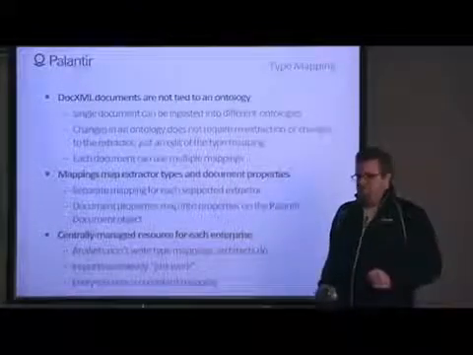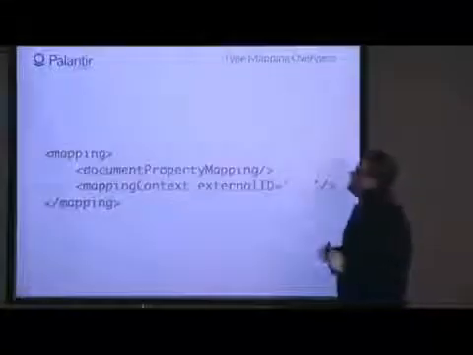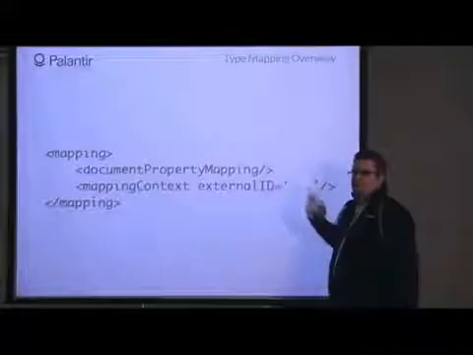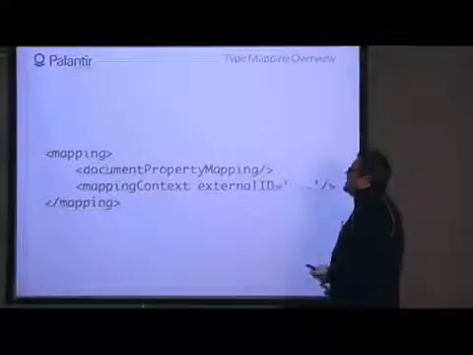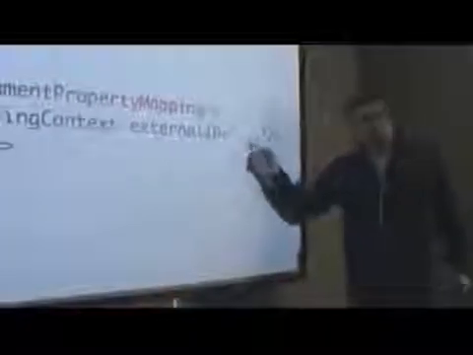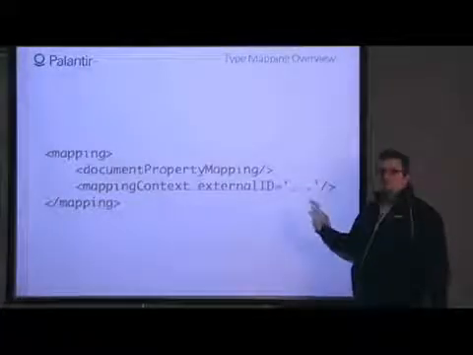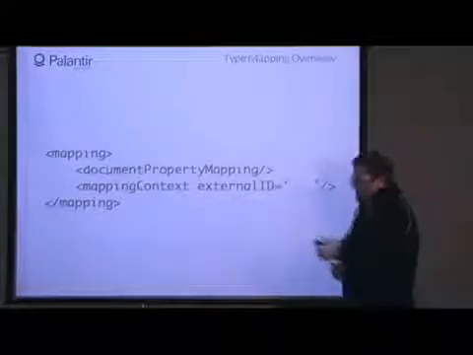So here's an overview of a mapping document. You can see that it's all contained in a mapping element, and it contains a document property mapping element, whose structure we'll look at in a second, which maps the document properties, and then one or more mapping contexts, which contain an external ID. If you recall, we saw this same attribute on the object metadata section for each object data section, and this is how these two tie together.